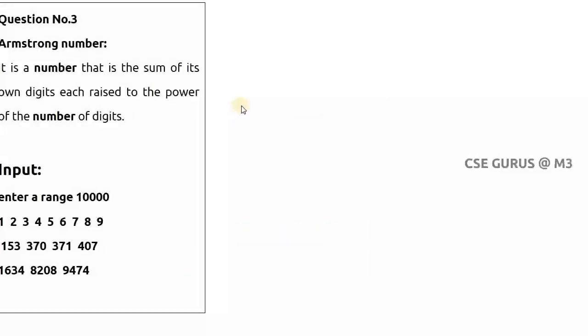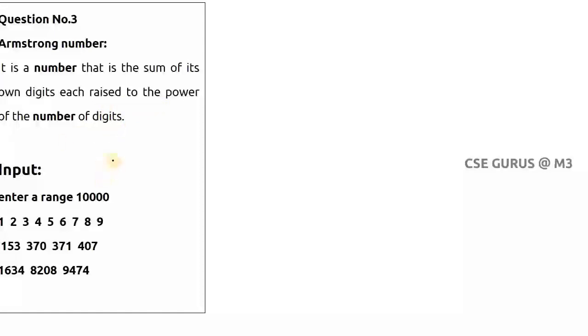Coming to question number 3. This is about finding Armstrong numbers. First of all, we have to know what an Armstrong number is. It is a number that is the sum of its own digits, and here not only the sum, each digit is raised to the power of the number of digits.